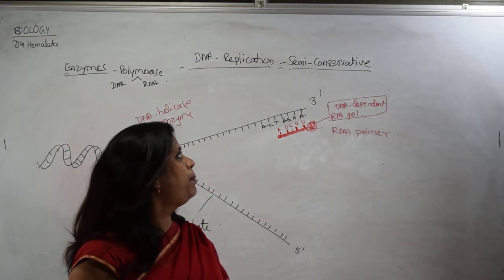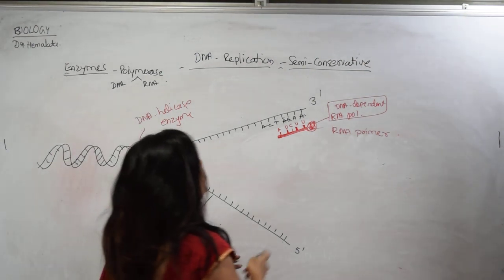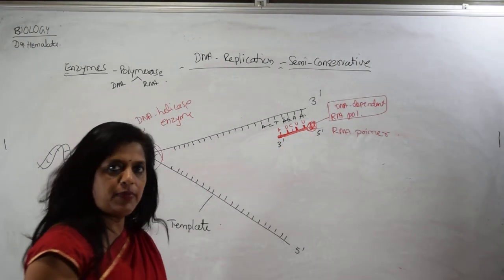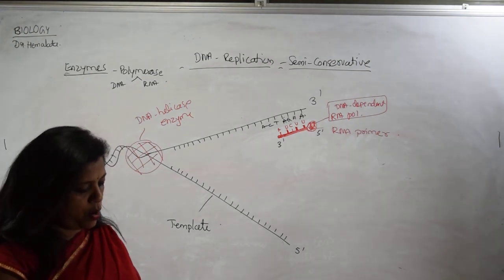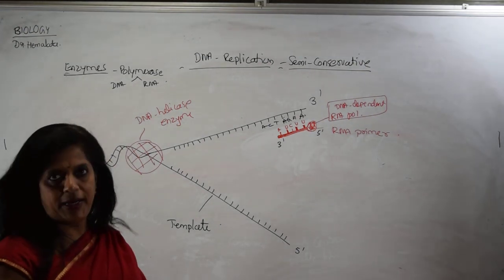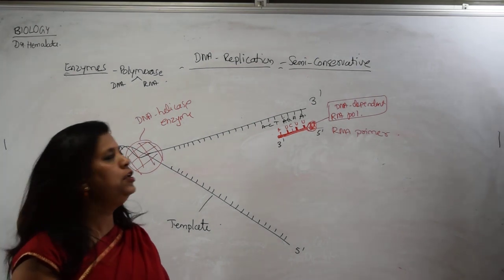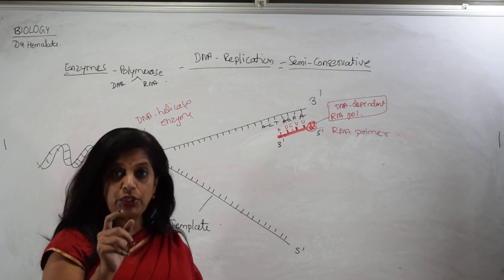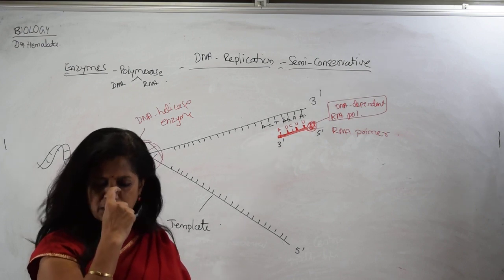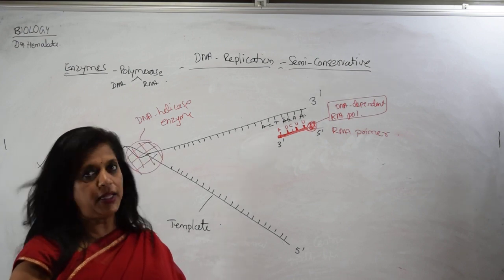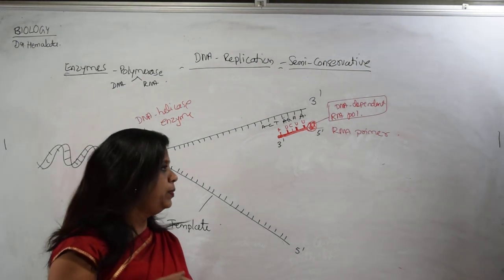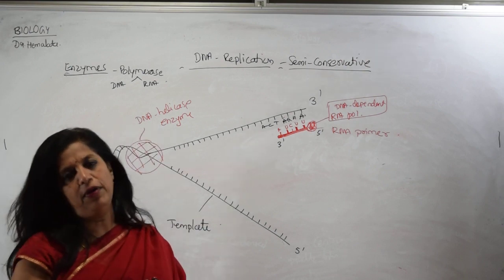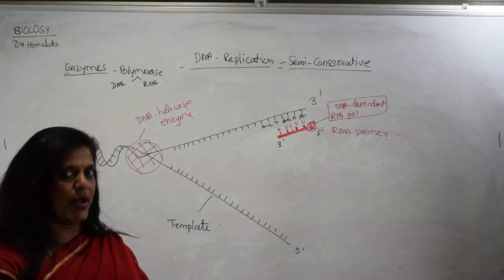Now, once the RNA primer is formed, it will be in 5 prime to 3 prime direction. At the 3 prime end there will be a free OH group. Now, once it is started, it has initiated replication. The initiation of replication starts by the RNA primer, not by the DNA. Once it is formed, it gives a way for the continuation of DNA nitrogen bases to come in.